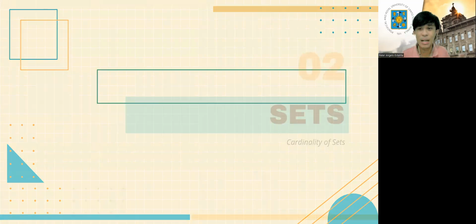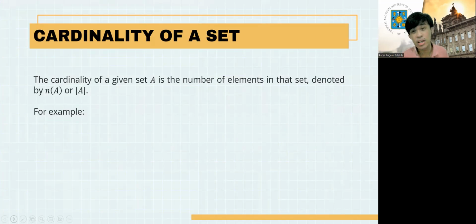So ano nga ba pag sinabi natin cardinality? Di ba we remember in our previous mathematic topics that when we say cardinal, nagbibilang. Di ba? 1, 2, 3, and so on and so forth. I hope you remember that. So it's almost the same with this. Actually, it's the same nga eh.